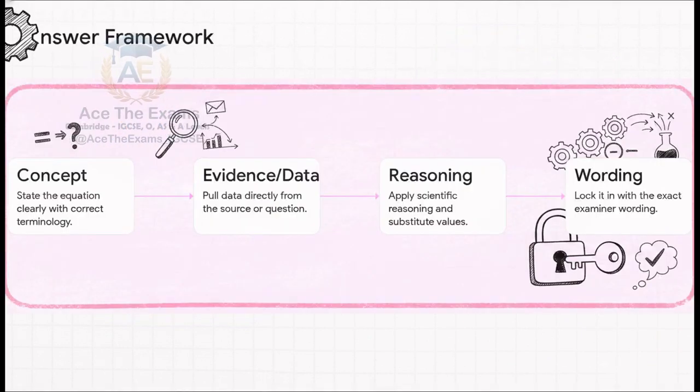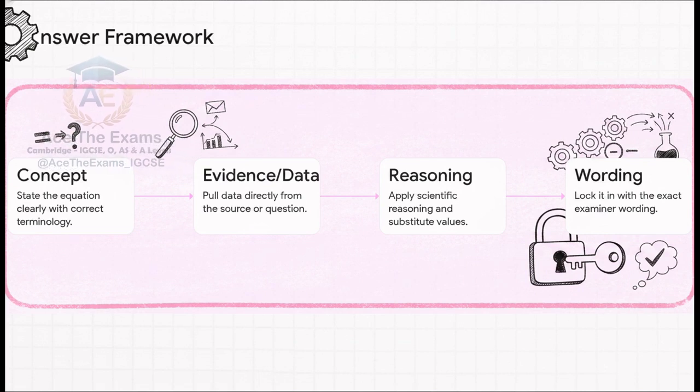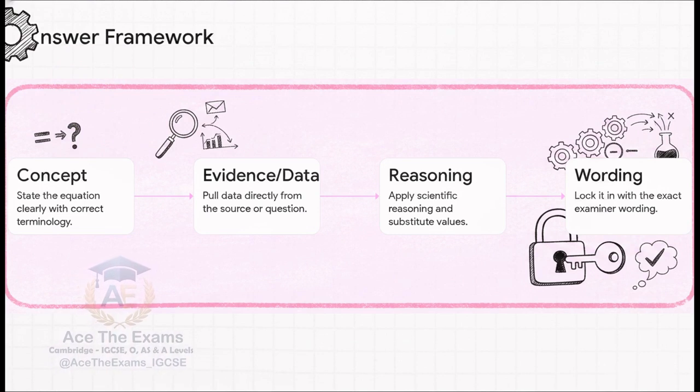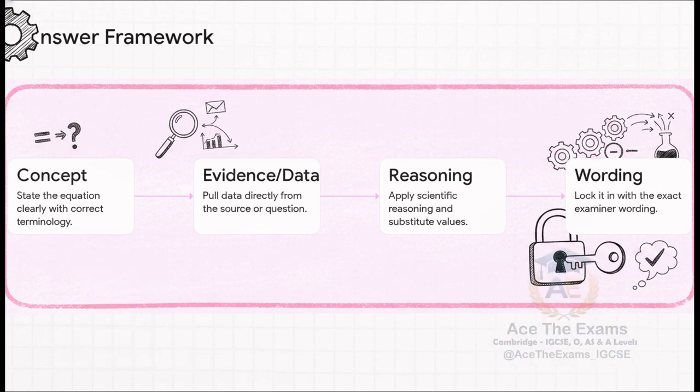1. Concept. 2. Evidence and data. 3. Scientific reasoning. 4. Examiner wording. This builds directly into our high-mark framework, which gives you a massive quick win for structuring every single calculation. To beat the trap, you absolutely must structure your answers logically. Step 1. State the concept or equation clearly using the correct terminology. Step 2. Pull the evidence or data straight from the source or question prompt. Step 3. Apply scientific reasoning, substituting your values correctly without messing up the algebra. And finally, Step 4. Lock it in with examiner wording, making totally sure your final answer matches exactly what the mark scheme demands.